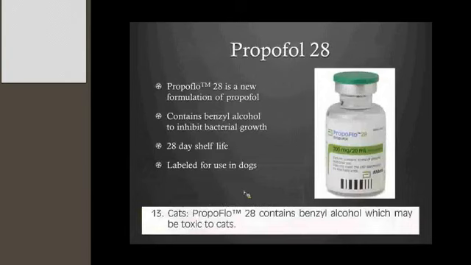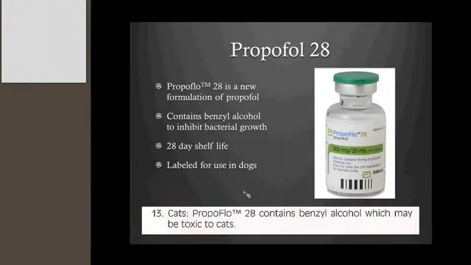Propofol 28 is a new formulation of propofol. It has a 28-day shelf life. And this is a veterinary product. It contains benzyl alcohol, which allows it to inhibit bacterial growth. The nice thing is that it lasts for 28 days, so you can open this and leave it on your shelf, and it's cost-effective in that respect. It is more expensive than regular propofol because propofol is generic now. But Propofol 28 is not.